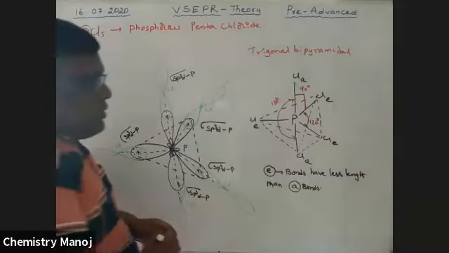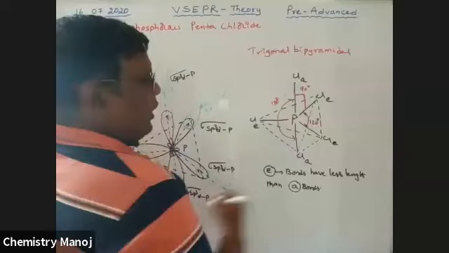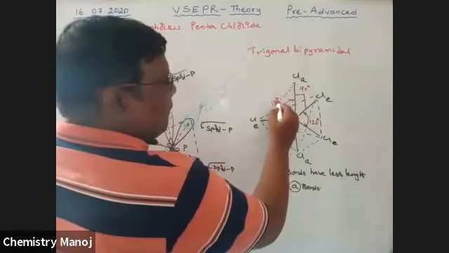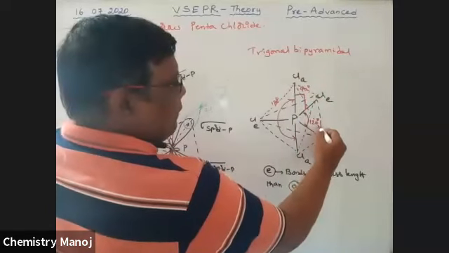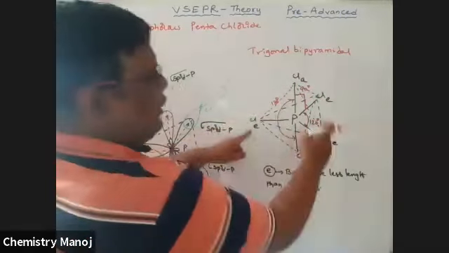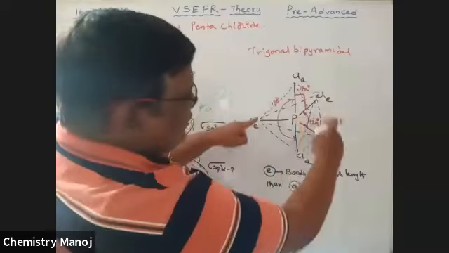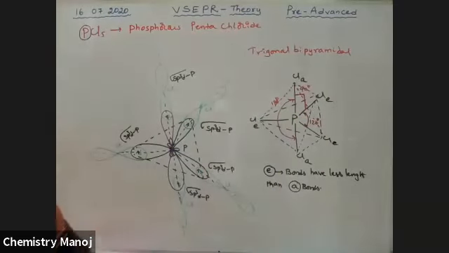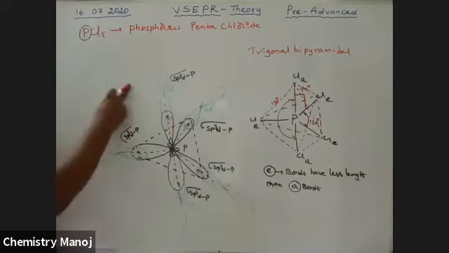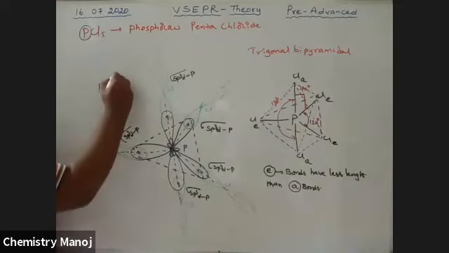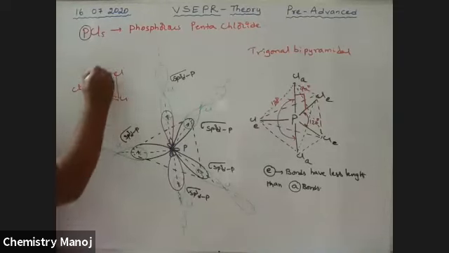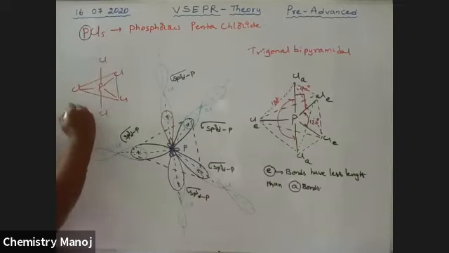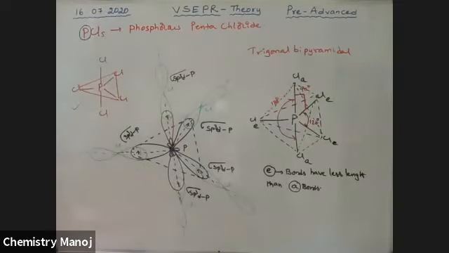Trigonal bipyramidal. See here, I am drawing with the red pen. These three chlorines with the upper chlorine, these three chlorines with the lower chlorine. That is the trigonal bipyramidal shape. You can write it simply like this: this is P, chlorine, chlorine, chlorine. These three chlorines are within the plane, one chlorine above, one chlorine below. It is sufficient.